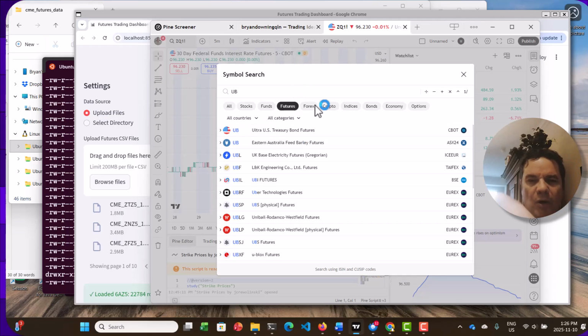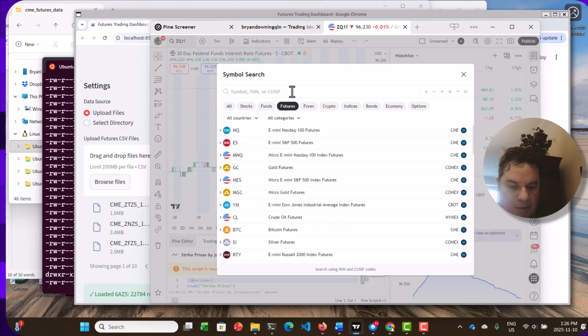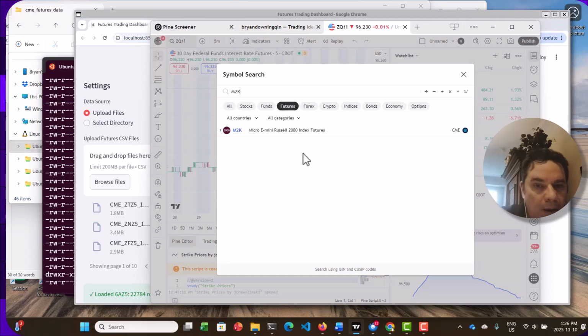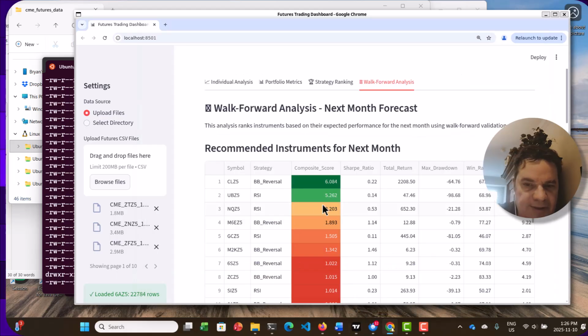There was another one in there, I believe it was M2K. Was it? That might be. Yeah. So the M2K is a micro for the E-mini Russell 2000. Okay, so that's what that is. All right. So these are your performers for the next month or week.